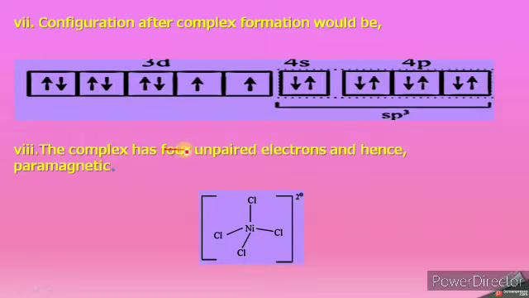Here let me write 2. Here 2 unpaired electrons are present. So the complex is paramagnetic in nature, and the tetrahedral geometry of this complex is like this: NiCl4 2 minus, which is similar to your methane.